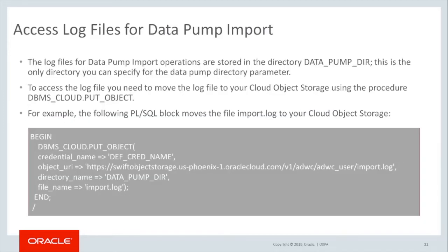The log files for Data Pump import operations are stored in the directory data_pump_dir. This is the only directory you can specify for the Data Pump directory parameter. To access the log file, you need to move the log file to your cloud object storage using the procedure dbms_cloud.put_object. This process is not automatic, and if the logs are not moved, you will receive a warning when running the impdp that the logs are not there. In this example, we're moving the log import.log to object store with the dbms_cloud.put_object command.